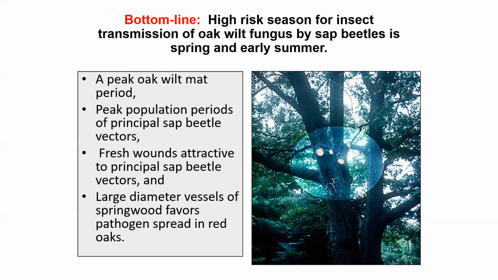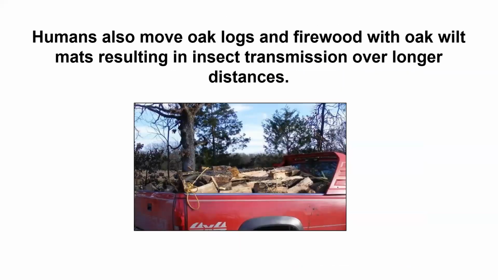We see peak population periods of at least the two principal sap beetle vectors I've talked about. And then fresh wounds on red oaks, bur oaks, or white oaks are especially attractive to the two principal sap beetle vectors that we've identified, at least for the Midwest. And also the large diameter vessels of springwood produced by the red oaks particularly favor internal spread of the conidia of the fungus throughout the tree, while that early wood or springwood is active and before the summer wood is laid down.